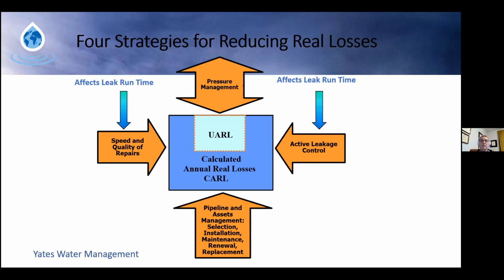And in the box in the middle, that is really the outcome we're looking for. We're trying to minimize our real losses, and that is something we calculate with that audit I just showed you. We actually know what that is based on that audit that we partake in. And then what we're trying to do is get as close to the unavoidable annual real losses as we can. So that's that light blue box you see right in the center of your screen. In some cases, we can get this dark blue box very close to the unavoidable annual real losses.